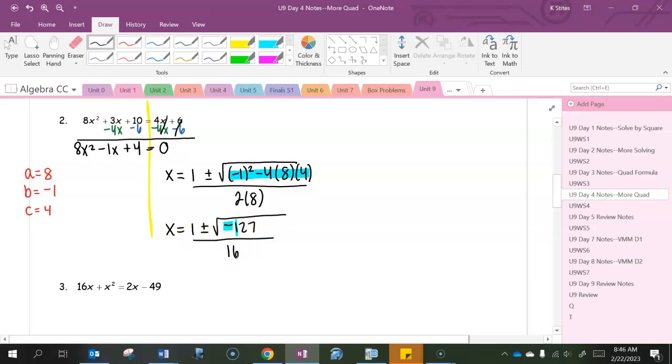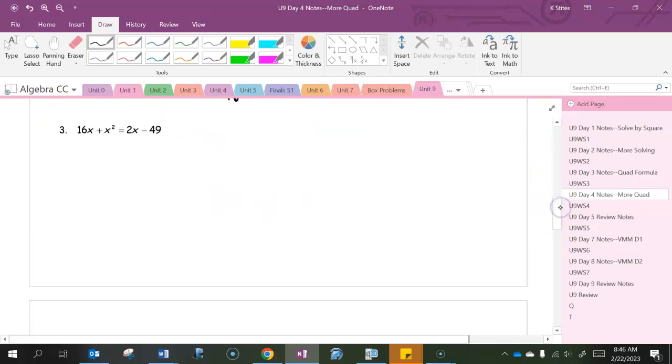Okay. But can we take the square root of a negative 127? We cannot, so this is a no solution. Okay, so this means that our parabola would not have any x-intercepts. It would not hit the x-axis. Okay. All right, one more like this.